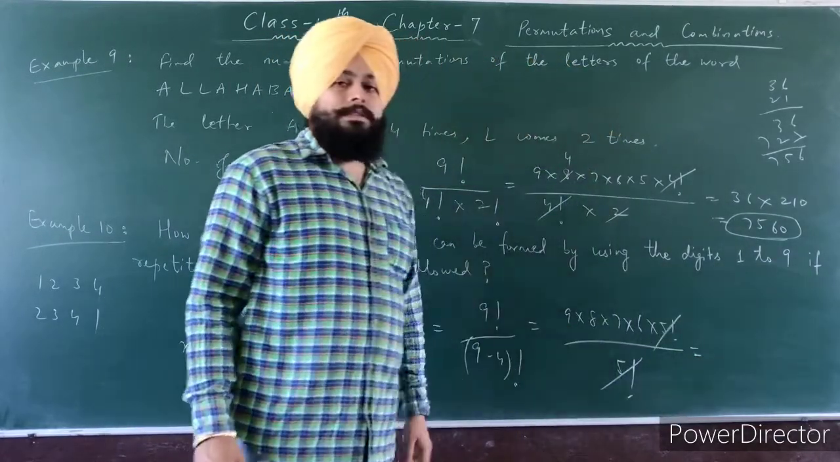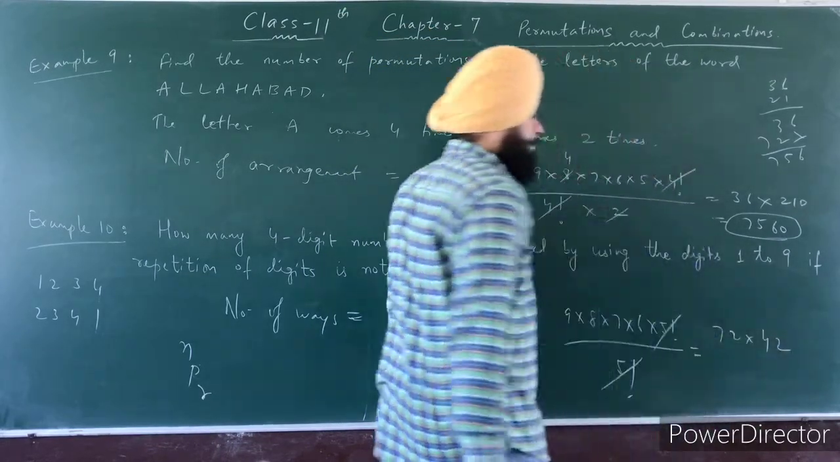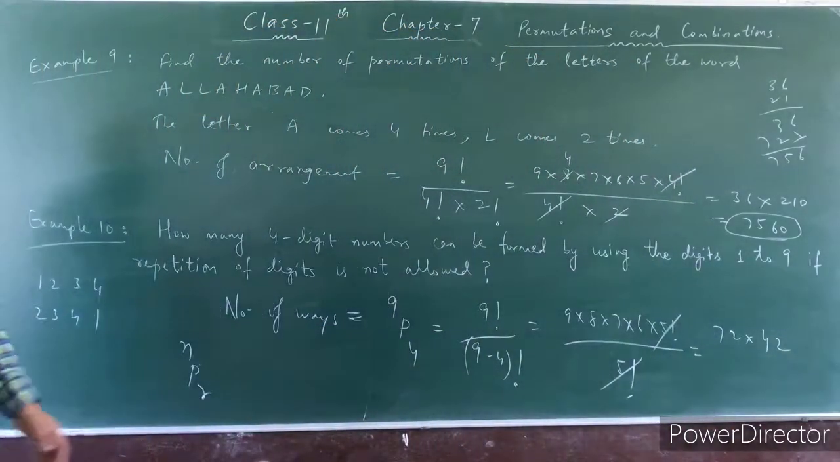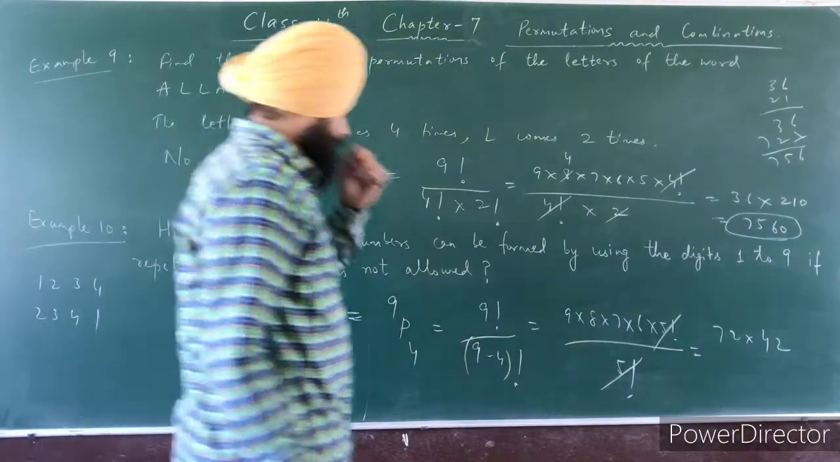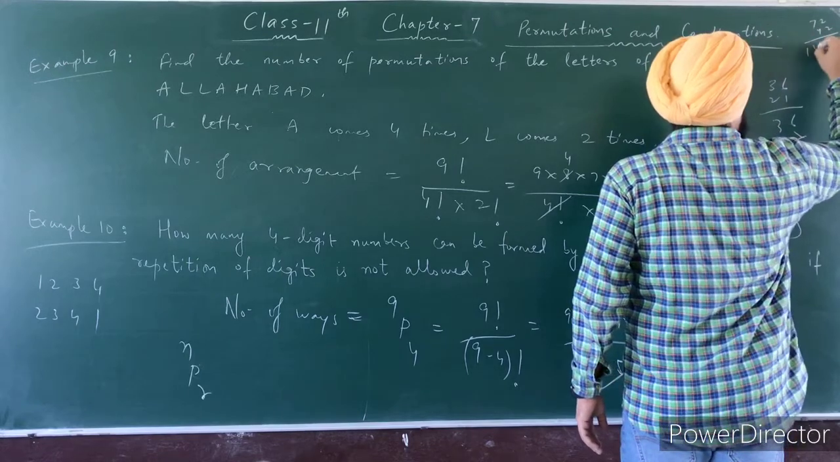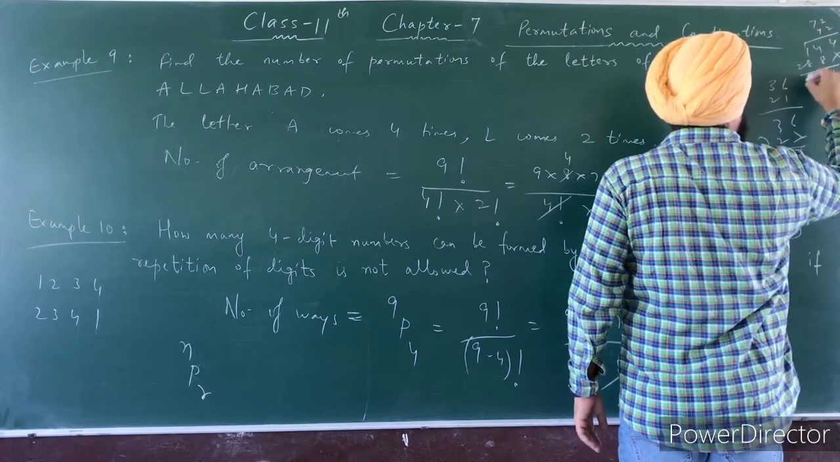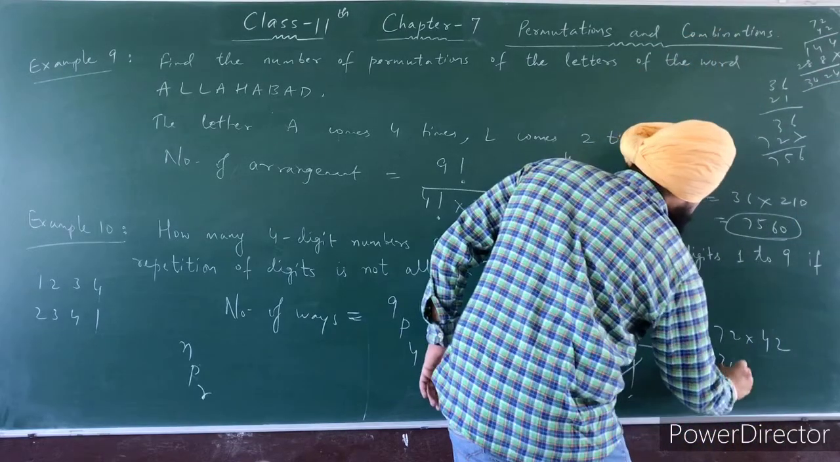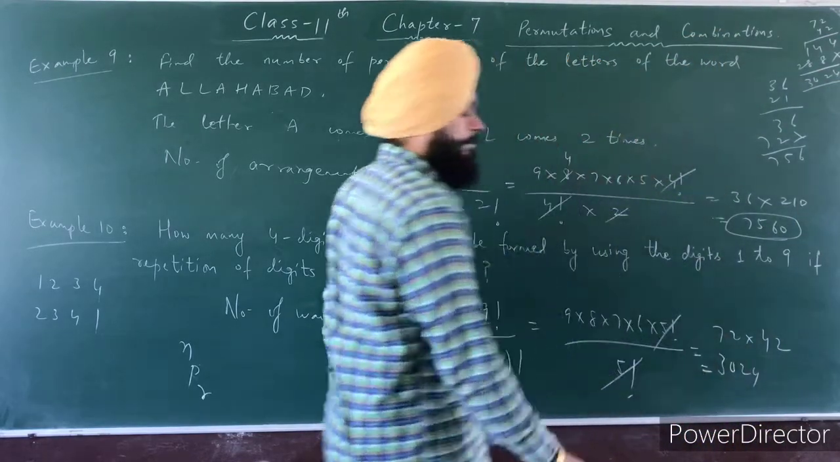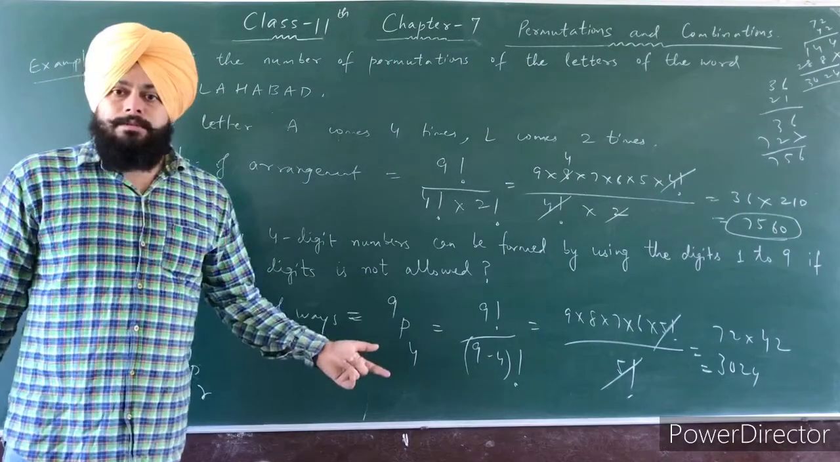9 eights are 72 and 7 sixes are 42. Now multiply this 72 into 42. So what is the answer? The answer is 3024. So there are total 3024 4-digit numbers.